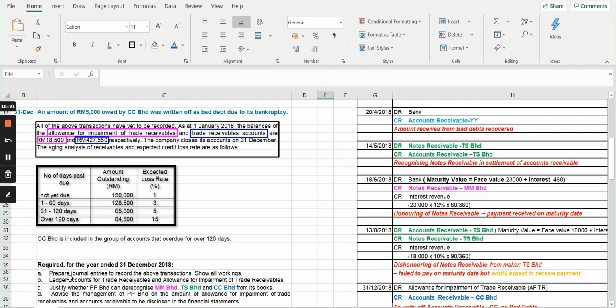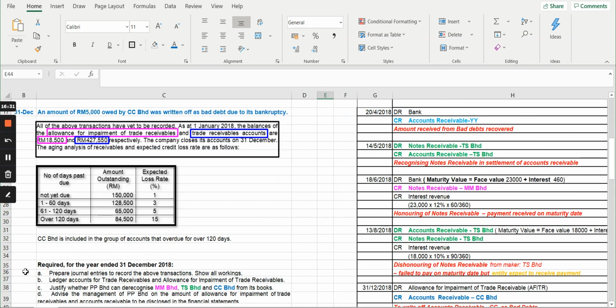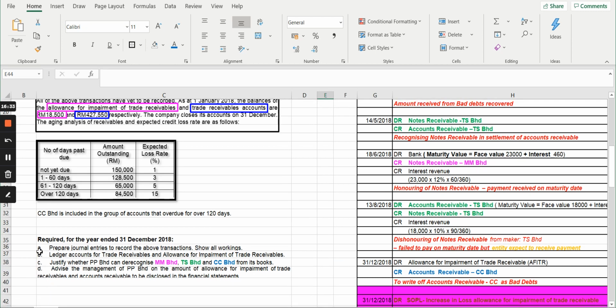What are you required to do? We have already done the journal entry. Now you're asked to also prepare the ledger accounts. And what we still miss is one journal entry, which is the journal entry related to increase or decrease in allowance. Don't forget that, because at the end of the day, you want to know how much is the allowance for impairment charge in the SOPL. Either there is an increase in the allowance or a decrease of the allowance. So B was the ledger, so we'll be doing that for 2 ledgers.